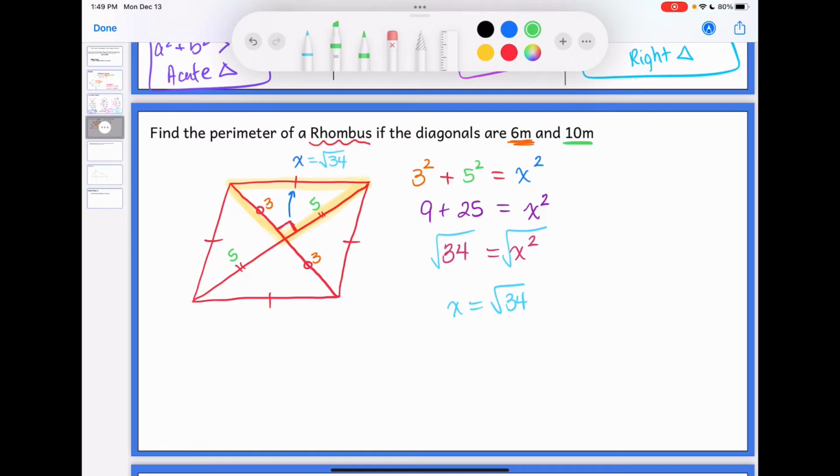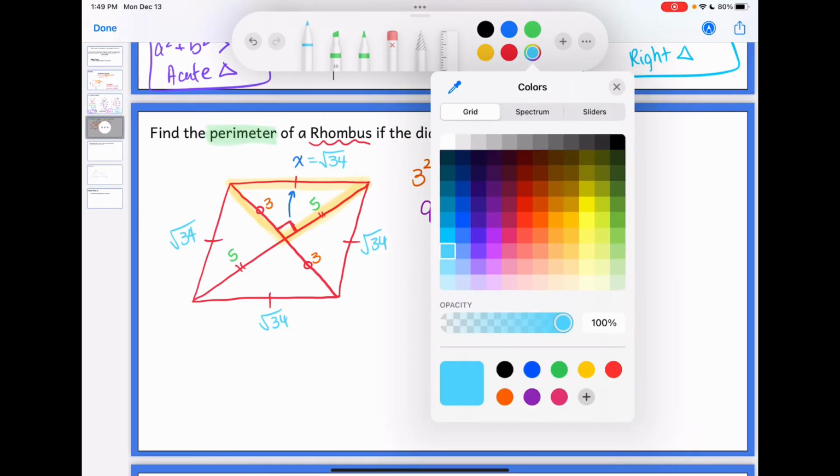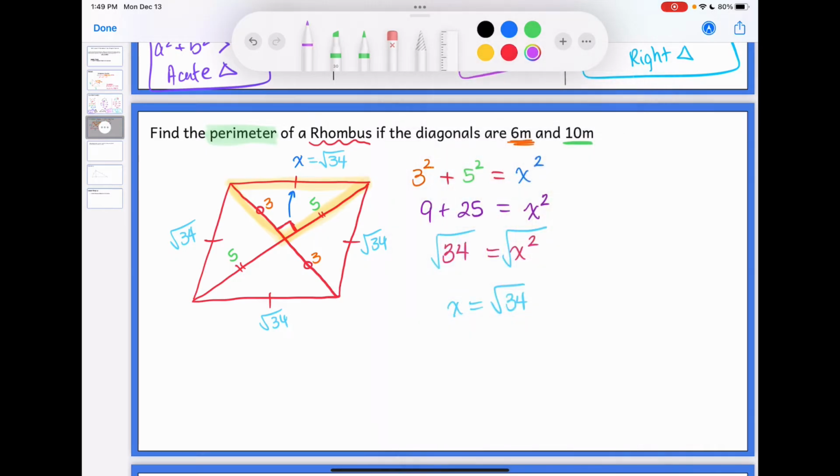I wanted to find the perimeter of this rhombus, which means every single side is radical 34. And how many sides are there? 4, right? So the perimeter would equal 4 radical 34, right? That's how we would multiply that. 4 radical 34s. They're not both on the inside, so I can't multiply. So it's 4 radical 34 is my perimeter. Ooh, I do have a label here. 4 radical 34 meters.